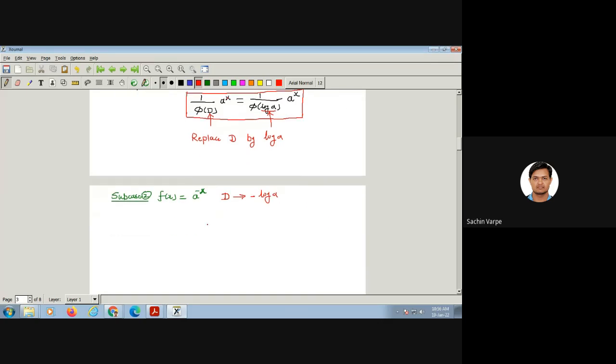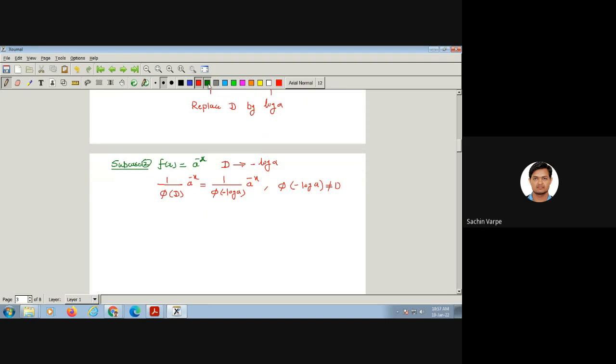So how do I write? 1 upon phi of D, a raised to minus x, can be written as 1 upon phi of minus log a, a raised to minus x, provided that this phi of minus log a must be non-zero. If it is equal to 0, then that will be a case of failure. So in that case, what we do is take the derivative of this phi of D, and into that we replace D by minus log a.